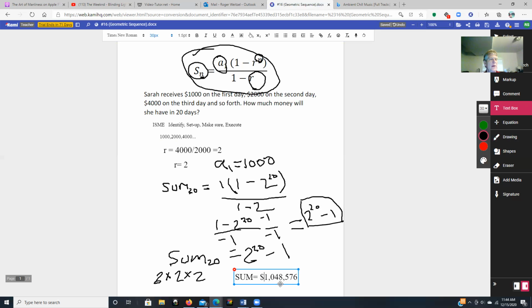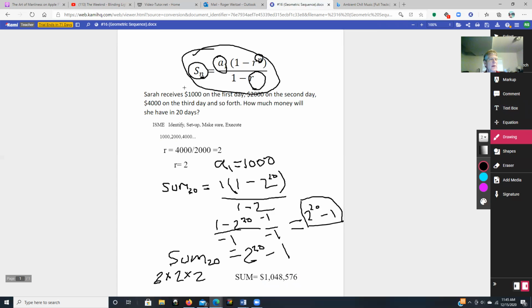So one of the things I wanted to illustrate with this problem is when you do something that's exponential, like double something, and you do that every day, the number gets very big very quickly. So we started out with just $1,000 and then doubled it every day for 20 days. And we came up with this amount of money.